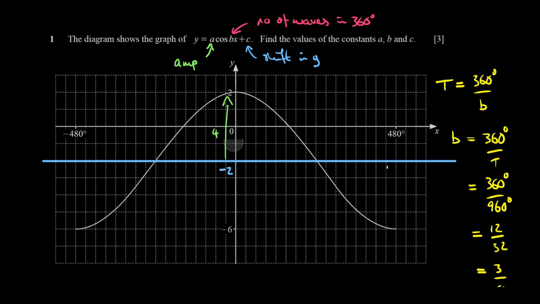So let me just clarify that. What's our a? A is equal to 4. That's the amplitude. What's our b? 3/8. And what's our c? C is equal to -2.